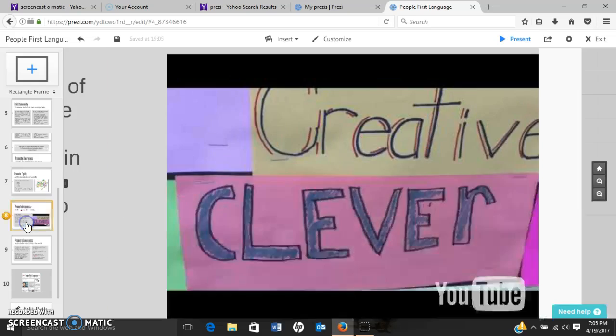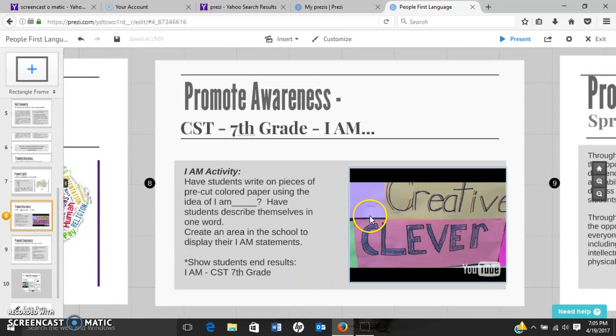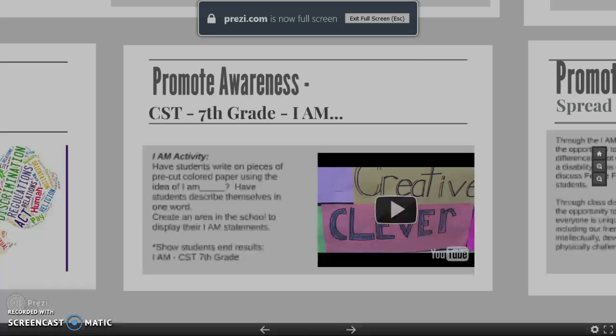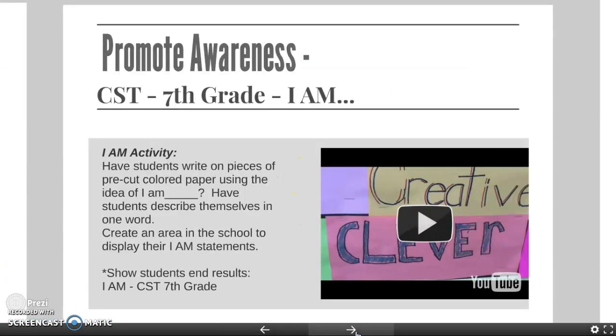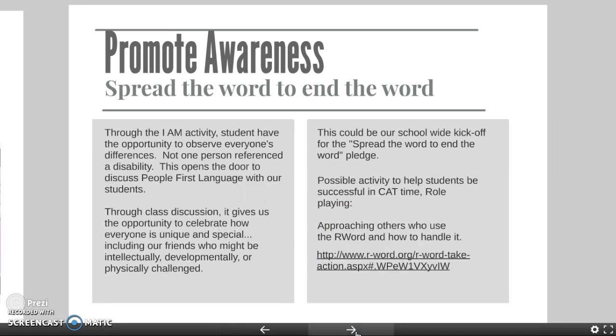So when we're looking at this activity, sorry, let me get back to there. When we use this, what we did, we really think that this would be an opportunity for students to open the door. So we also did in third quarter the Spread the Word to End the Word. I think this would be a great kickoff for that.